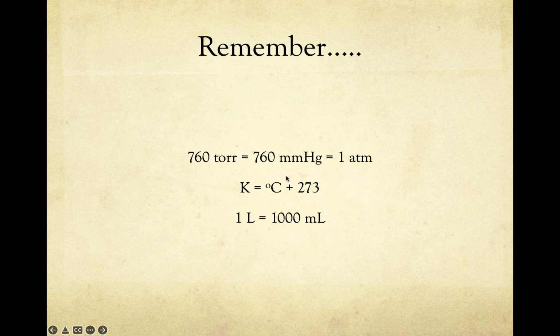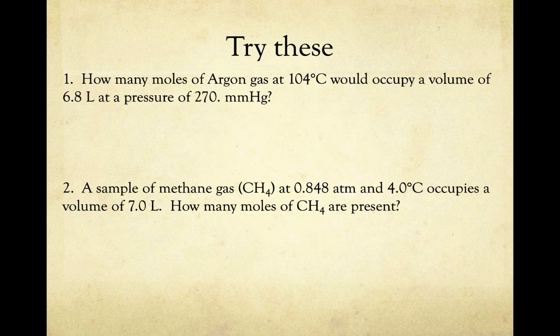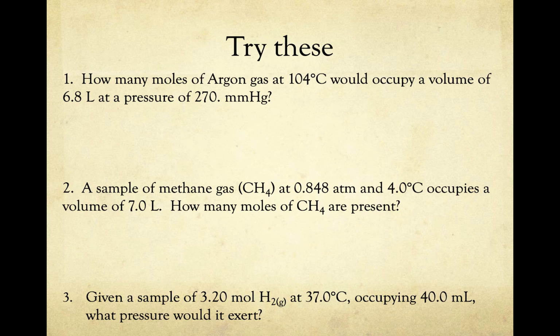Kelvin is the Celsius temperature plus 273, and of course there's 1,000 milliliters in a liter. So these are some useful conversions to get everything into the right units to be able to use the ideal gas law. From there, it's mostly just plugging values into the equation.